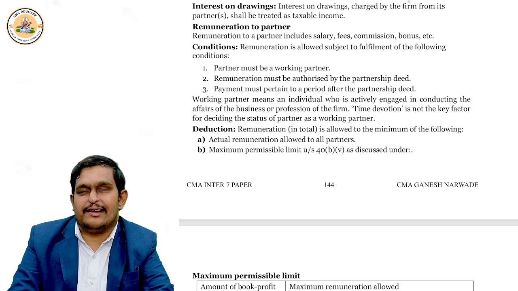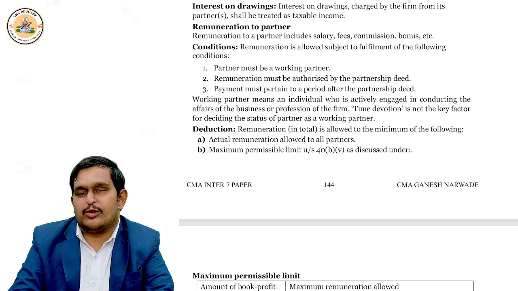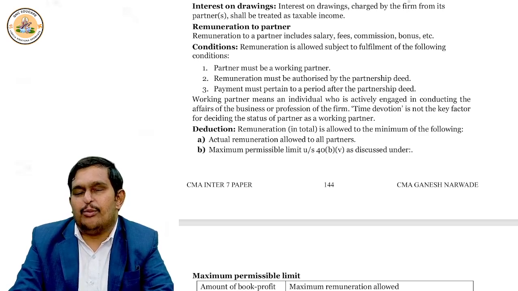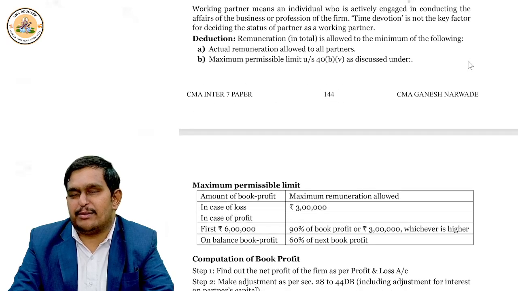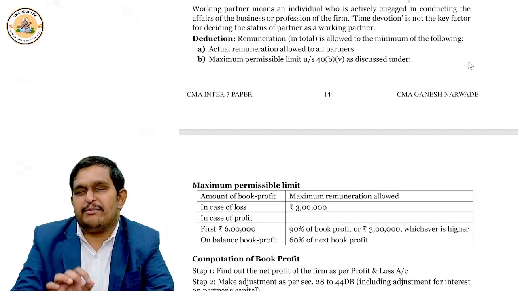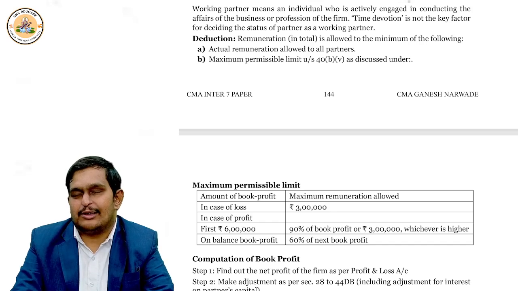So if you satisfy the 184 conditions and then satisfy this part, that the working partner should be there, authorized by the deed, and the payment is done only after the date of the deed, that's it. Then how much remuneration should be allowed as deduction is the next question. The answer is the actual remuneration paid by the firm or the maximum permissible limit as per section 40B. What are the two things I said? Least of the following two, minimum of the following two, is allowed as deduction. First one, actual remuneration. Second one, maximum permissible limit. These are the two things.